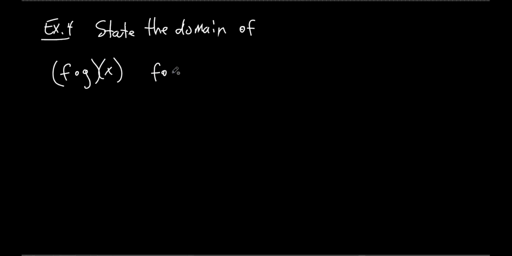Now they're going to give you the f and the g function. So here's the f function. For f of x equals the square root of x minus 4, and g of x is equal to 1 over x squared. We're not going to do that composition thing, even though it says do the composition.